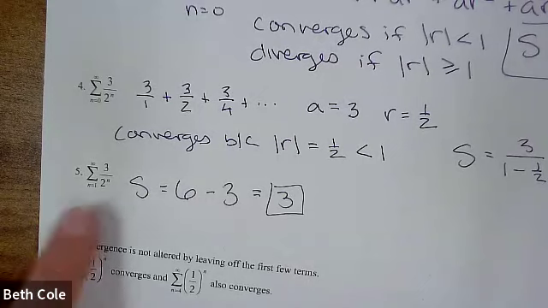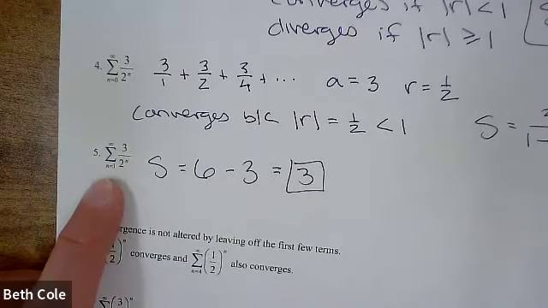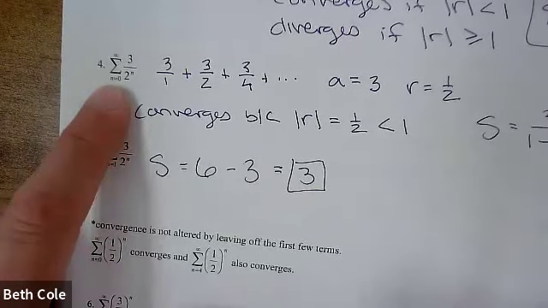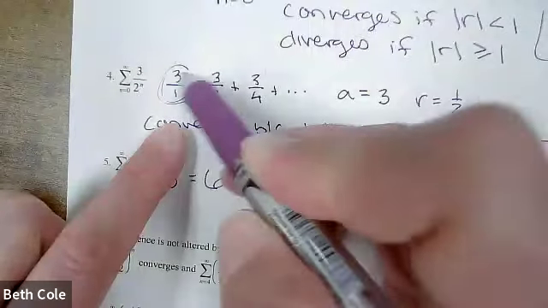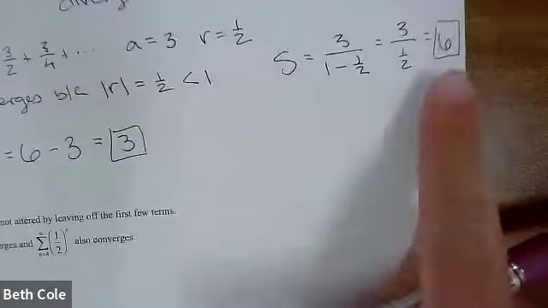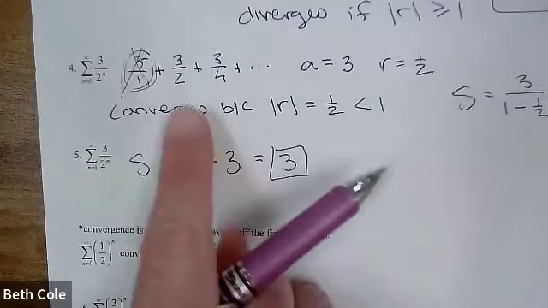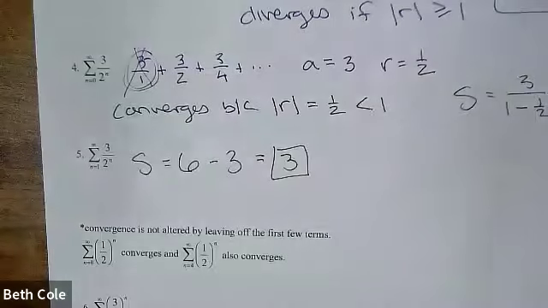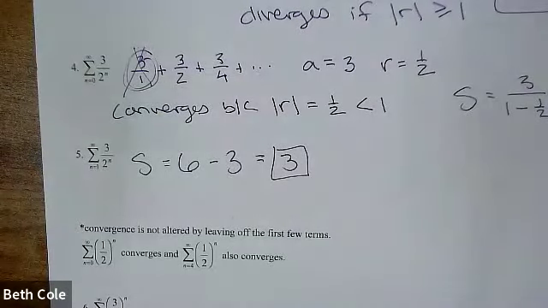Yeah, so see how this one starts at the first term? This one started at the 0th term. So we're just getting rid of that one. So I took what that sum was, and I just subtracted off that first term, or the 0th term, if you want to call it that.